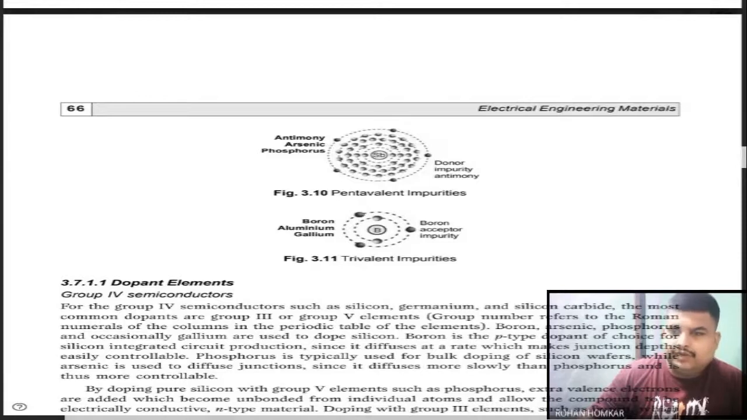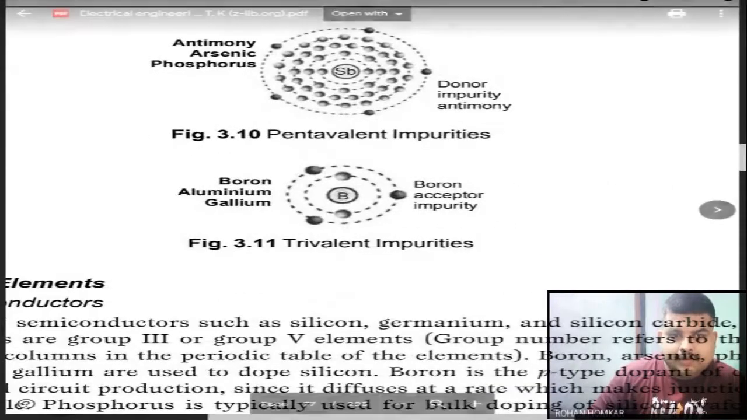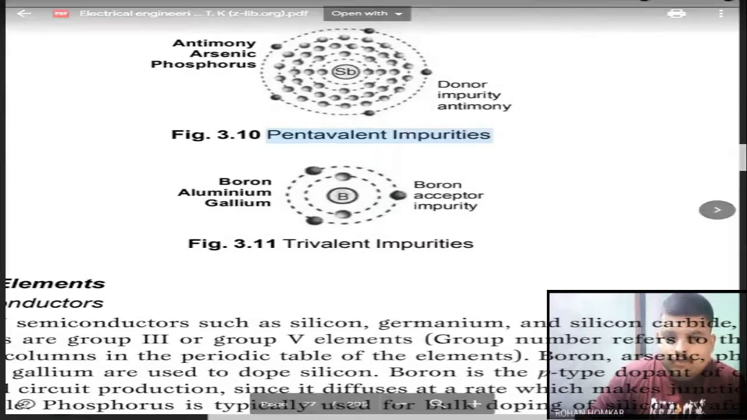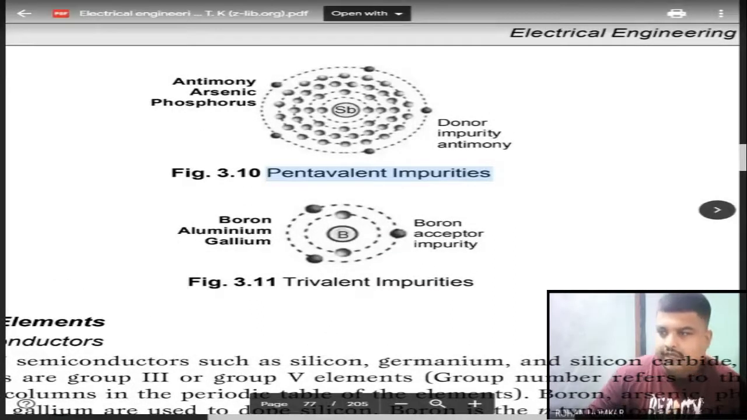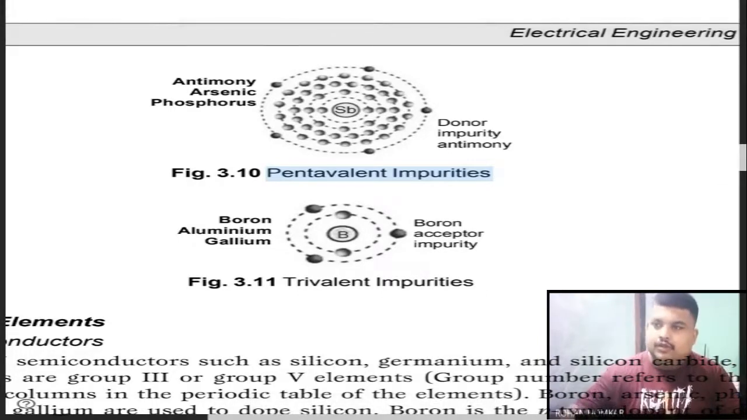Now what do you mean by trivalent impurity? Okay. See, now you can see here in the pentavalent impurity you have 5 external electrons. Can you see that? Just type 5 in the chat box. 5 electrons in the outermost orbit. Can you see 5 electrons here? Just type 5 in the chat box. Antimony is the impurity, it has 5 electrons, so we call it a pentavalent impurity.